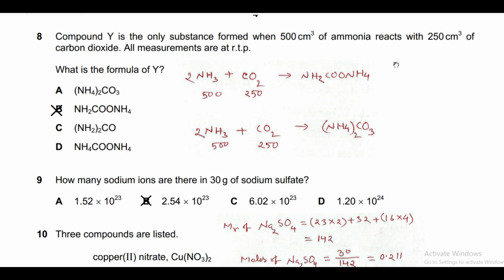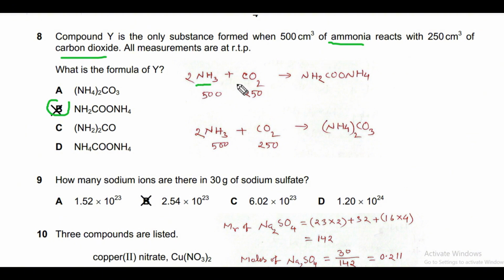Now number 8. Compound Y is the only substance formed when 500 centimeter cube of ammonia reacts with 250 centimeter cube of carbon dioxide. All measurements are at RTP, room temperature and pressure. What is the formula of Y? So B is the right answer. Why? You see, the question is asking ammonia reacts with carbon dioxide.